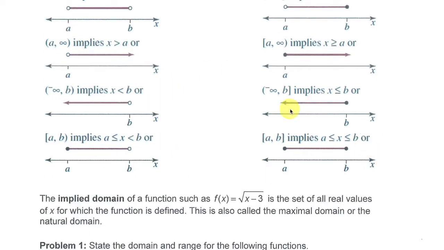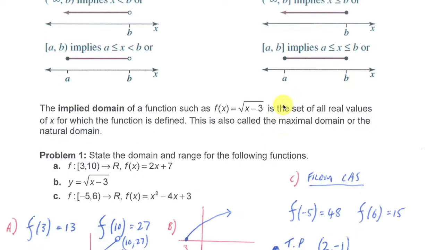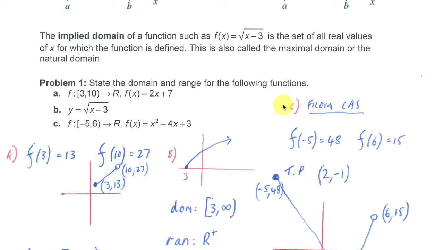You can see the different variations here. Remember the idea of this implied domain. So the domain, of course, are the x values, or what goes into the rule, and the implied domain are the values that go into the rule so that the function makes sense.